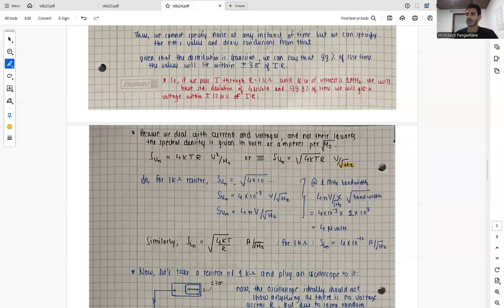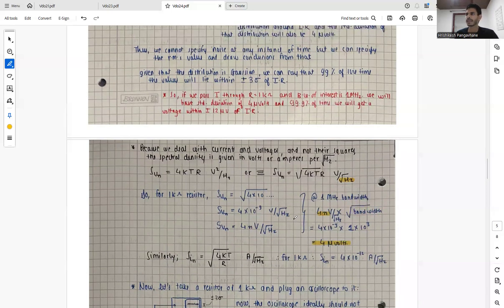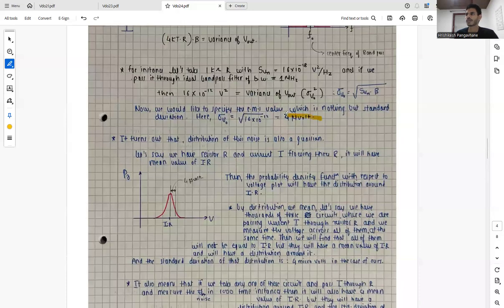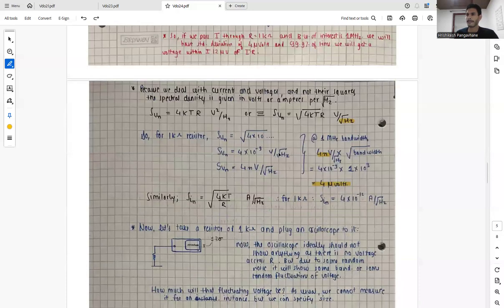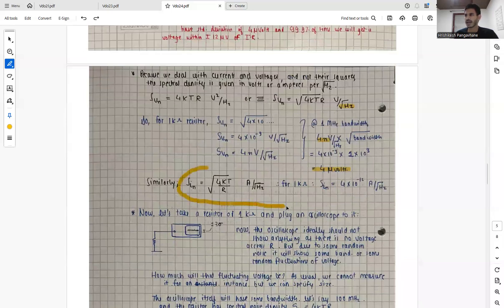So let's say for a 1 kilo ohm resistor, the root of this value, which is root SVN, is given as 4 nanovolts divided by root of hertz. At 1 megahertz bandwidth, we take 4 nanovolts per root hertz multiplied by the root of the bandwidth, and not the bandwidth. After doing the calculations, we get 4 microvolts as our result, which is the same. Similarly, it goes with SIN as well.